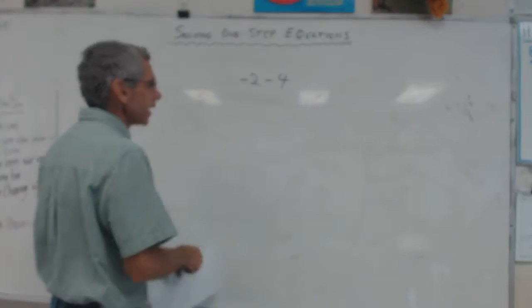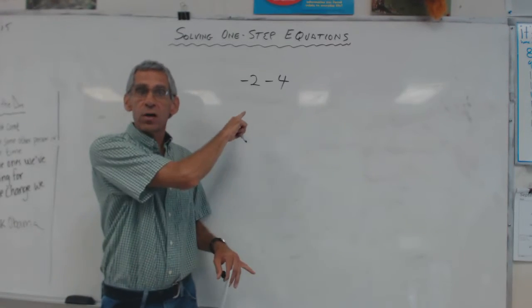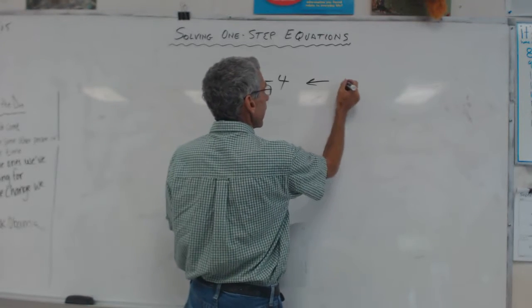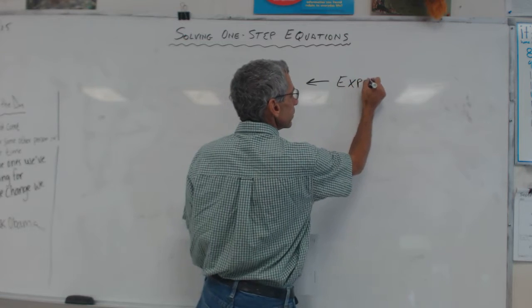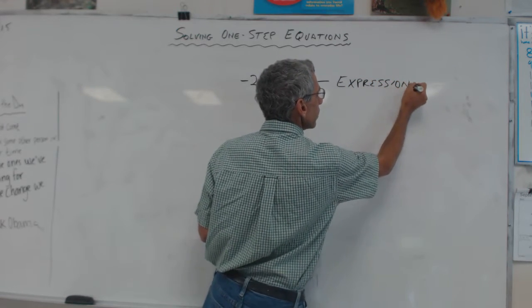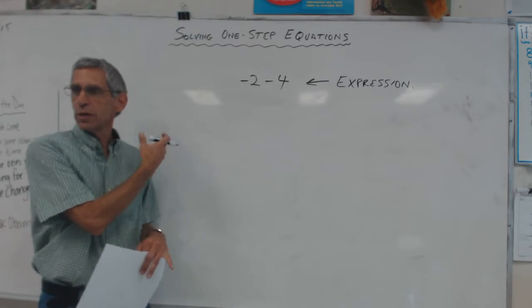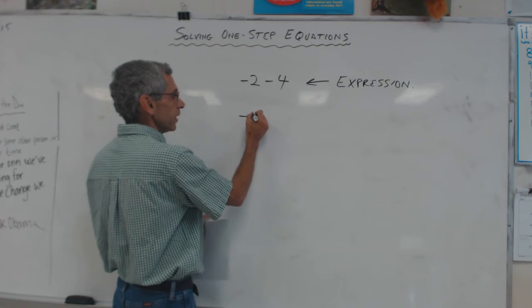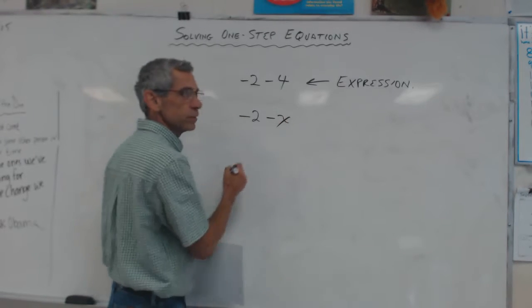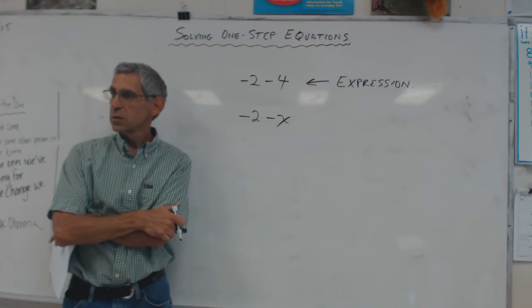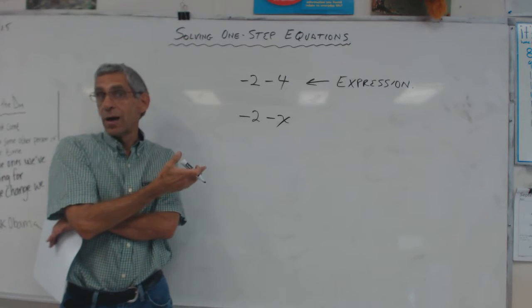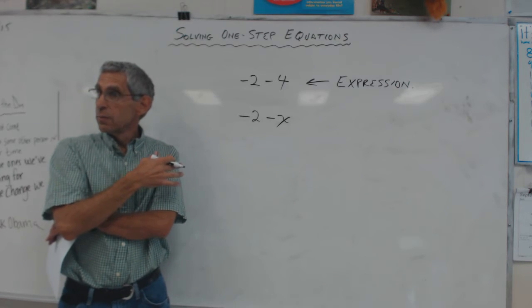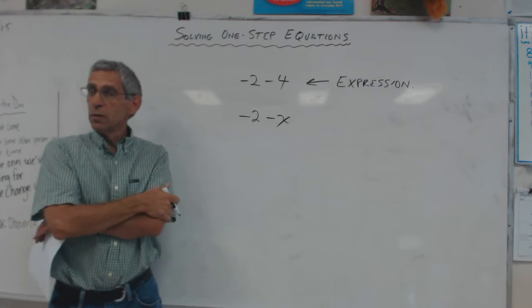What is this called? That right there is called an expression, right? It's just something that you can do something with, hopefully, but you can't find an answer. If I said -2 minus x, you can't tell me what x is. You can tell me a possibility for x, but you can't tell me for sure x is 7. It might be 11. It might be -2. We don't know.